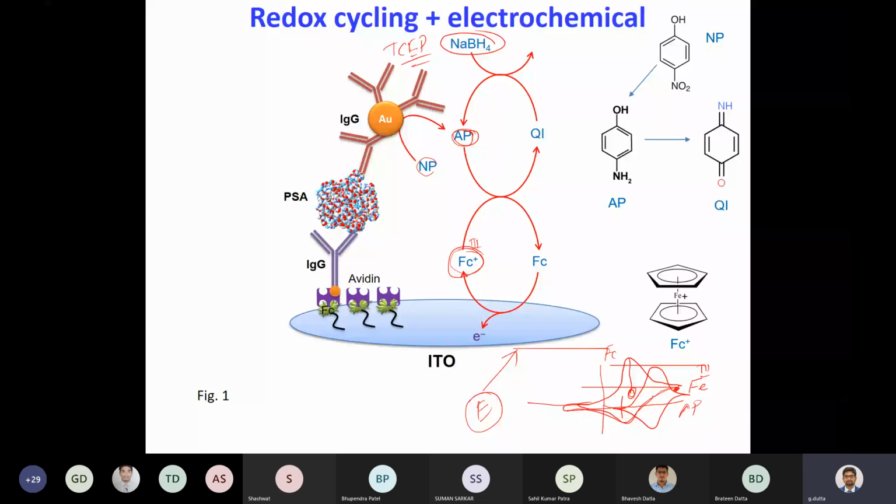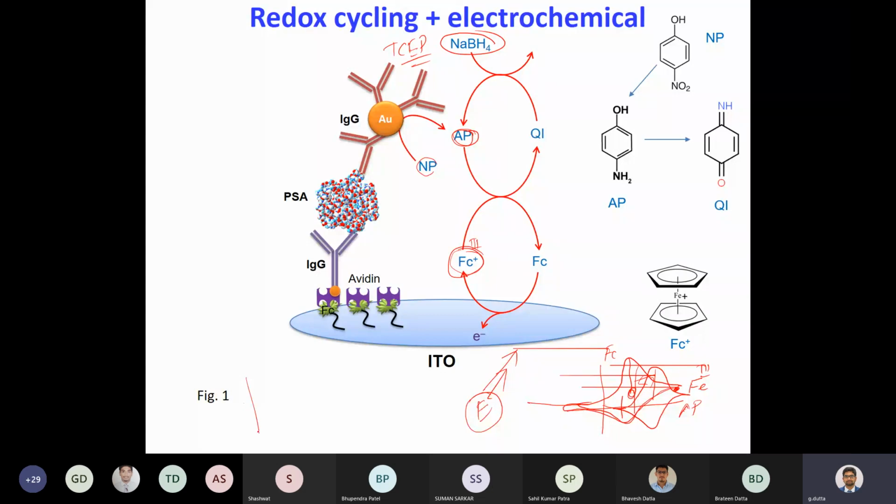Now you have to think about which potential you finally have to apply, because at that potential they should at least show a high contribution, I mean, in this redox cycling. You can see here, Fc can oxidize around this potential and AP can oxidize around this potential. So it is better if you can apply some common potential so that together they can be oxidized easily. That's why, as I told you last time, you have to optimize the applied potential.